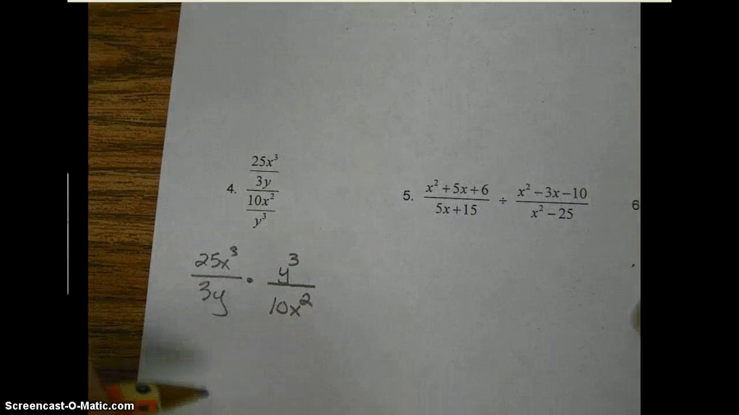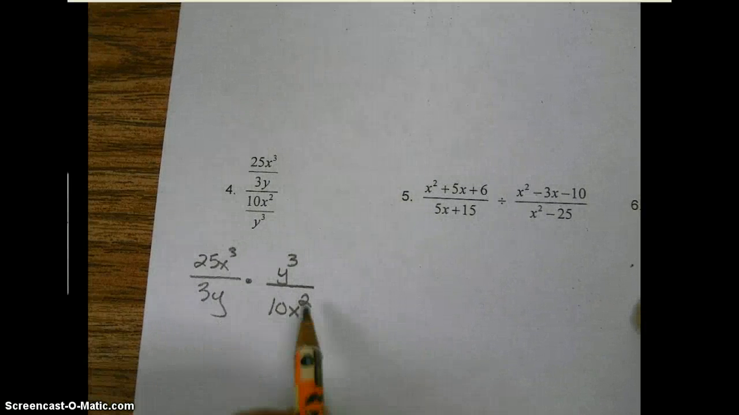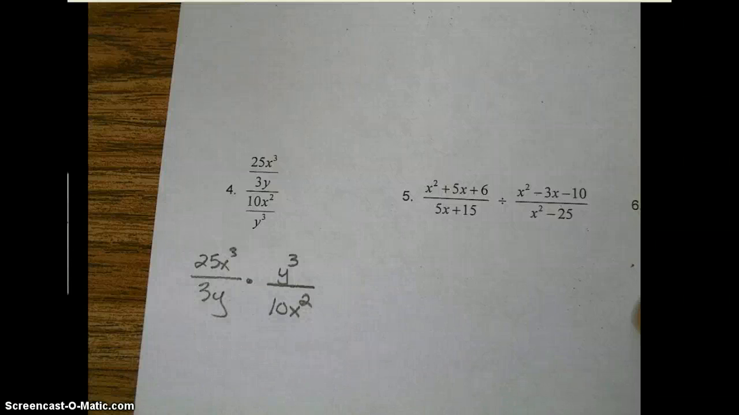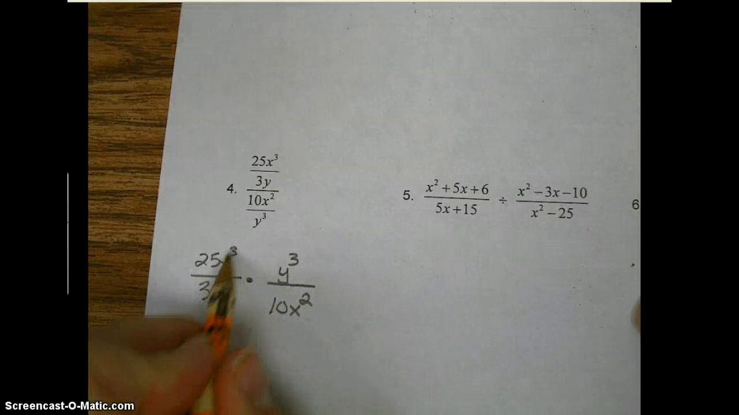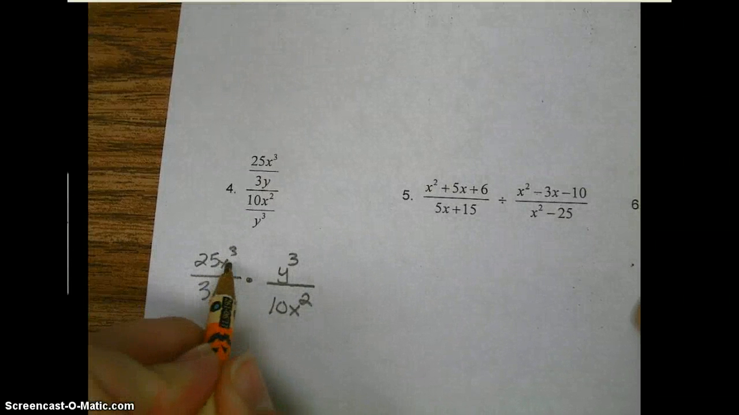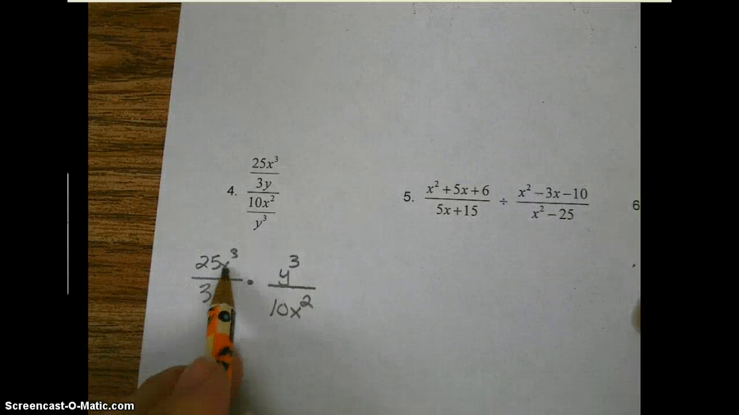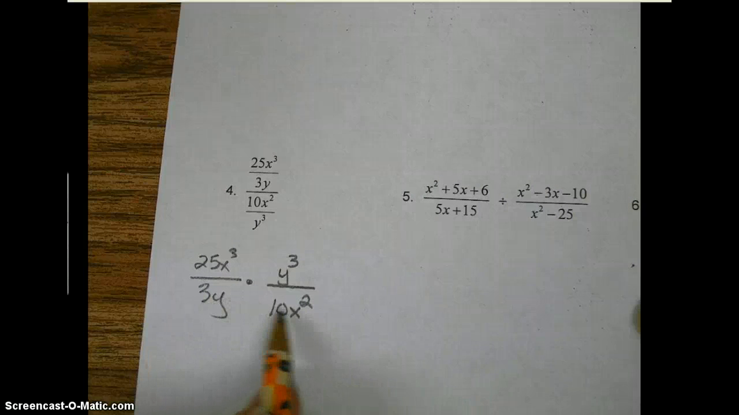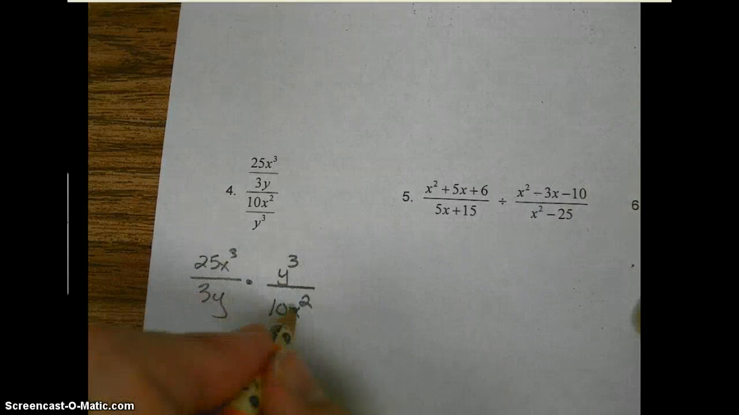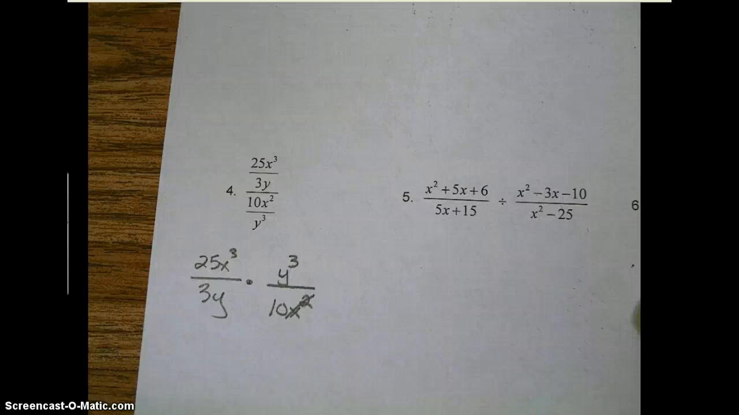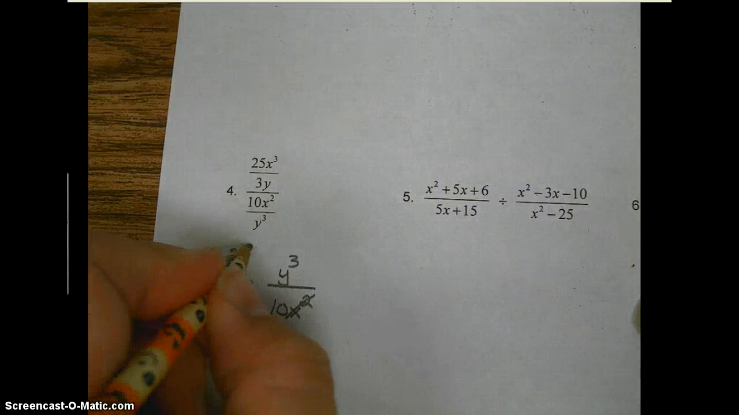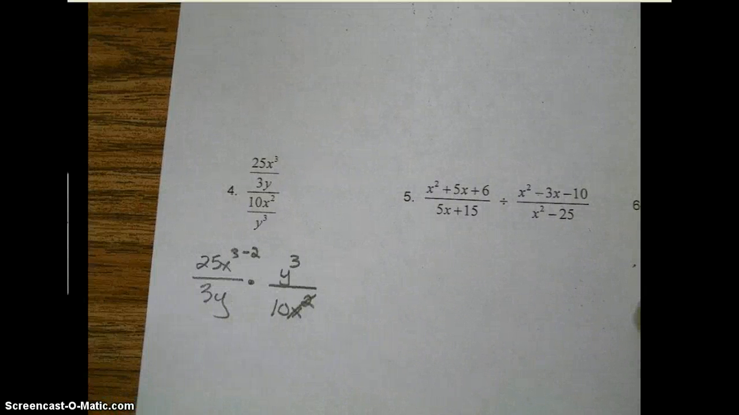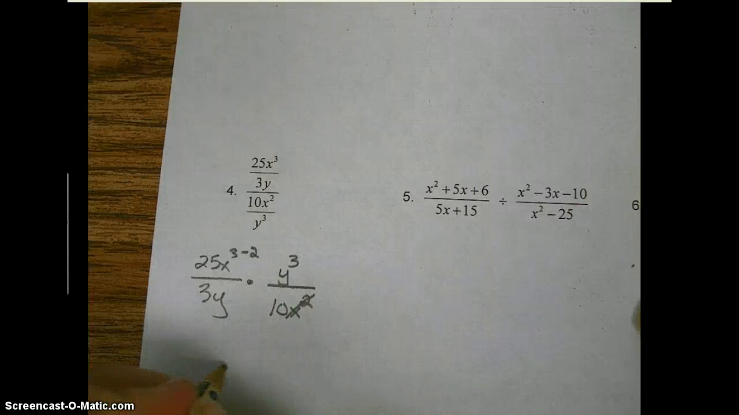So let's go ahead and cancel some things out here. Let's start here with the x cubed. So that's x times x times x. So we have 3 x's on top. How many x's do we have on the bottom? 2. So we can cancel out 2 x's on the bottom. That leaves us with, if I take 2 away from 3, 1 x on the top, x to the first.